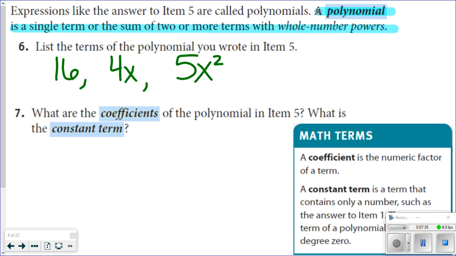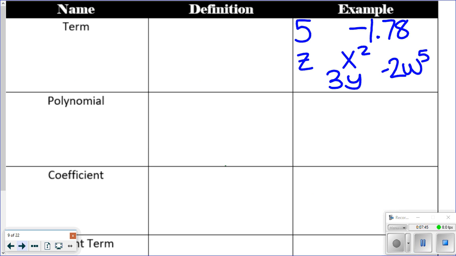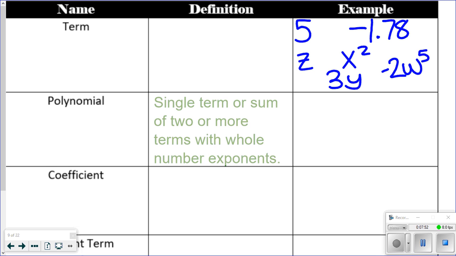Okay? So before we add this to our list, let's add this to our list right now. So a polynomial. It's the second one down. A polynomial, straight from the book, is a single term or the sum of two or more terms with whole number exponents.